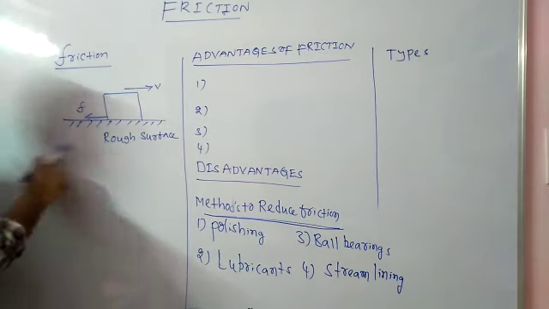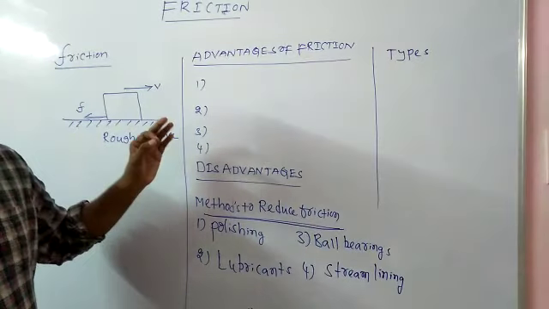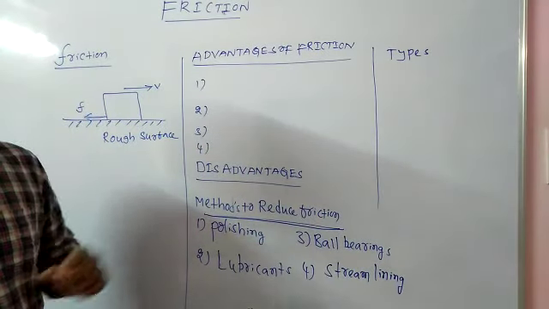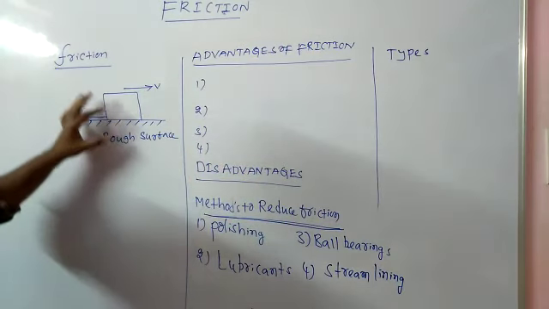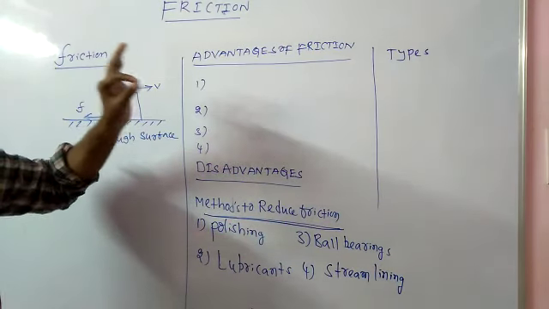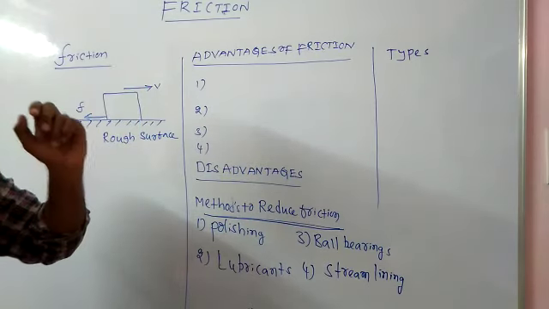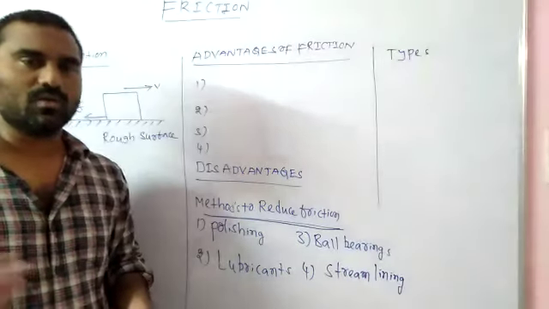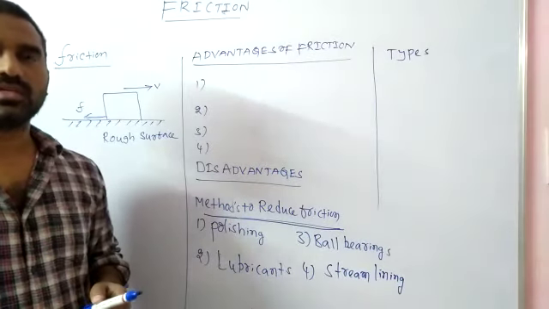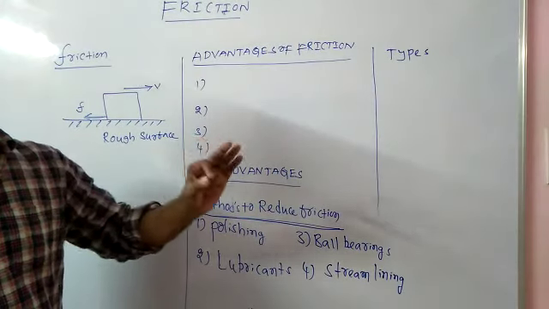In most cases, friction opposes the relative motion, but in only a few cases friction supports the motion. For example, while walking on the ground, friction acts in the direction of walking. While walking on the ground, the friction supports the motion.